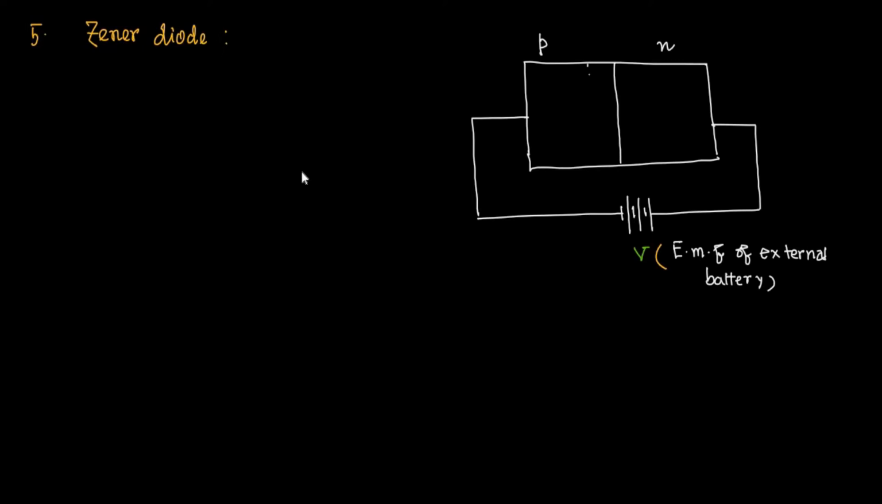In this case, we can denote the depletion layer. In the P region, there are negative immobile ions, and in the N region there are positive immobile ions. In the P region, holes are majority charge carriers and conduction electrons are minority charge carriers. In the N region, conduction electrons are majority charge carriers and holes are minority charge carriers.